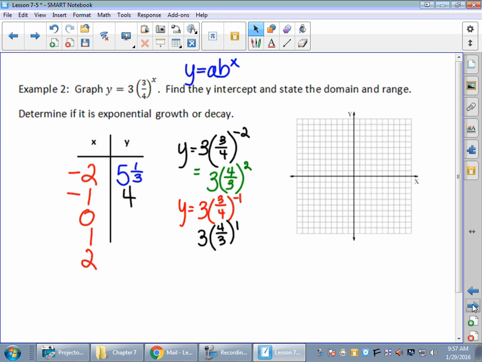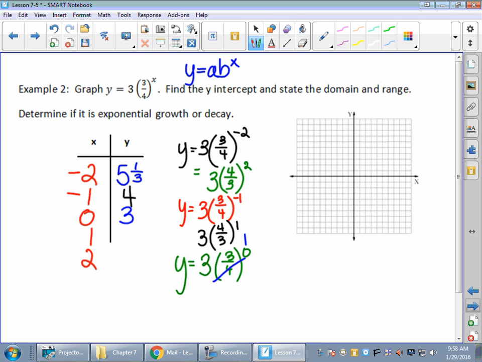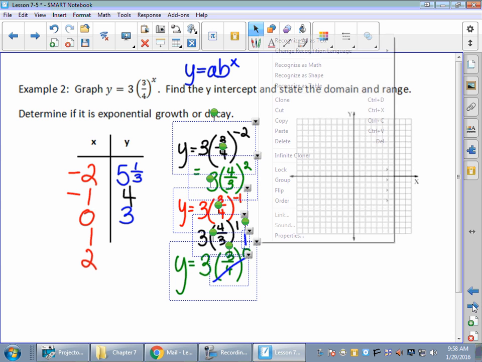The answer won't be 1 because, remember, we've got y equals 3 times 3/4 to the 0 power. Well, what's 3/4 to the 0 power? Big old 1, right? But we still have to multiply it by that 3 out in front. So (0, 3) will be my ordered pair.